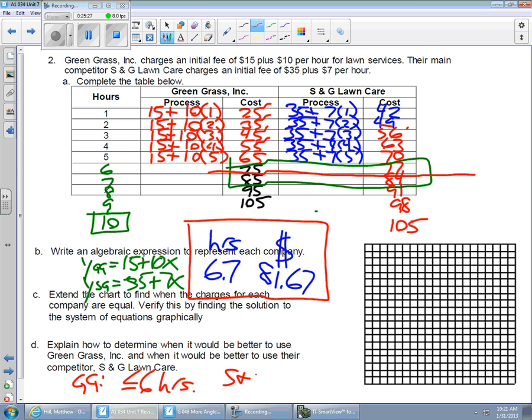And the S&G, okay, so we don't want to pay all of these numbers for Green Grass because they're too expensive. But if we want to go greater than or equal to 7 hours, then S&G looks like the deal.